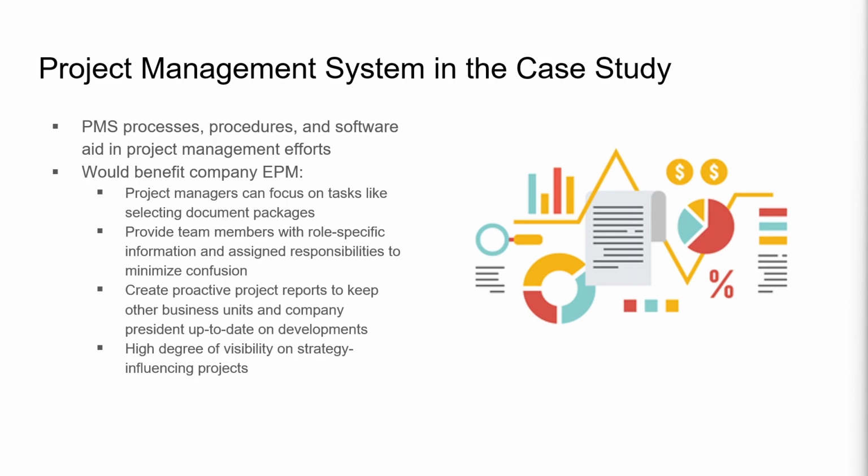Implementing a PMS would be a great benefit to the company in the case study. Project managers would be able to focus on tasks that require their specialized knowledge and skills, like selecting proper documentation packages. Team members would have role-specific information and assigned responsibilities to minimize confusion. The proactive project reporting would keep other business units and the company president up to date on developments and provide high visibility into this large-scale strategy-influencing project.